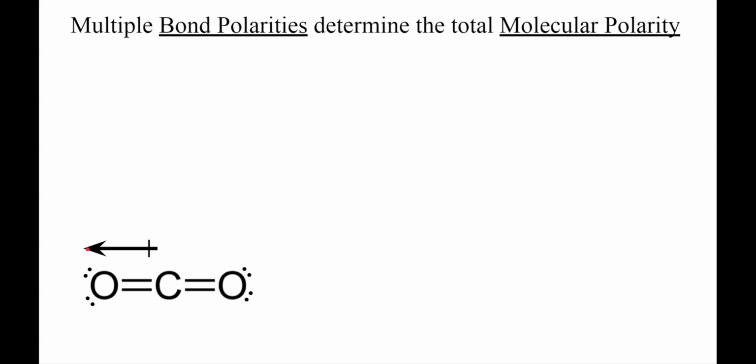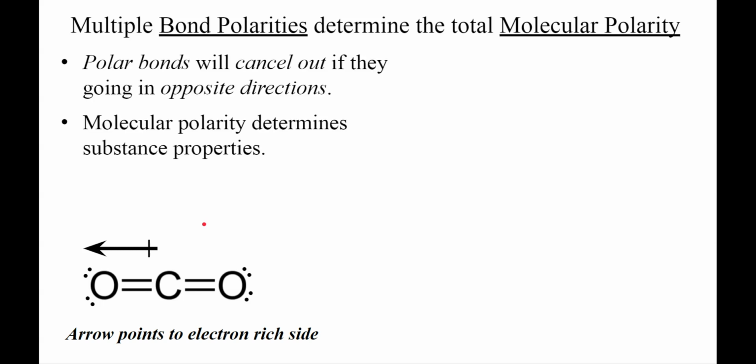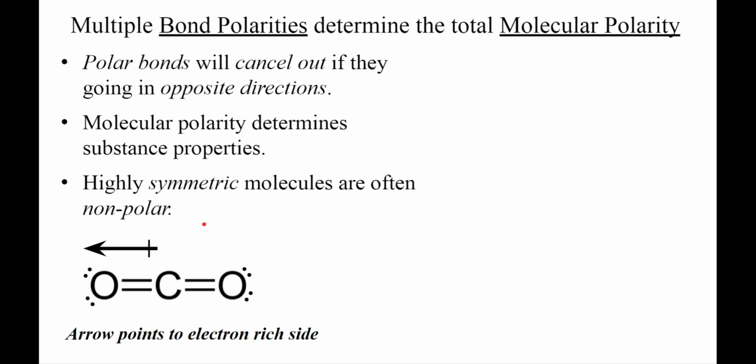So if they're very different, then it's very polar. But if it's just a tiny difference in electronegativity, then it's only minorly polar. So again, a polar bond is when you have electrons unequally shared. Now, what we need to remember from VSEPR and bond symmetry is that these polar bonds can cancel. So if you have two polar bonds going in the exact opposite direction because it's highly symmetric, they cancel out. So carbon dioxide is completely nonpolar despite it having two polar bonds.